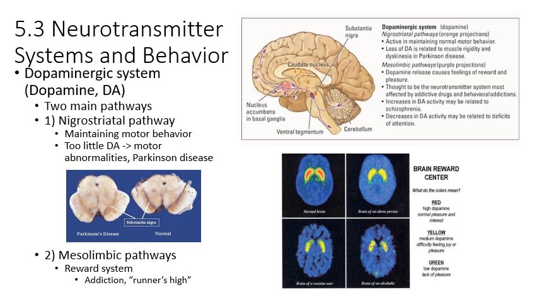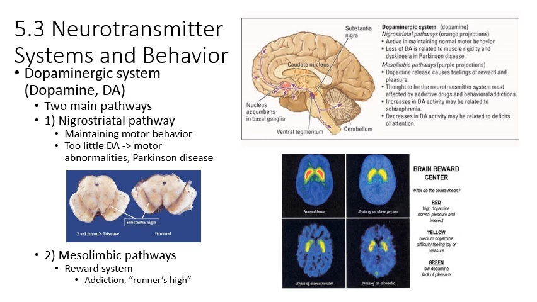Dopamine is the main actor in the dopaminergic system, and there are two main pathways. There's the nigrostriatal pathway, which is this pathway in purple in the picture on the upper right here, going through the frontal lobe and also the brainstem. This maintains motor behavior. If there's too little dopamine flowing through this pathway, then motor abnormalities are the result.